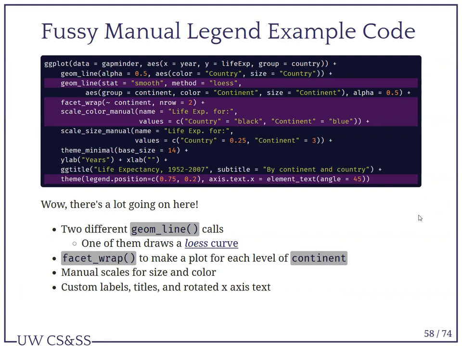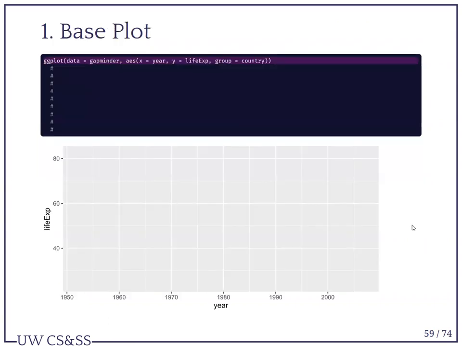Let me explain. There's a lot going on here. There are two different geom_line calls. There's this one up here, and there's this other one. The second one draws a loess curve, so it does a local regression smoother. It also facet wraps to make a plot for each level of continent. There are manual scales for size and color, and I use those manual scales to specify a legend name that I like. And there's custom labels, titles, and rotated x-axis text. Okay. So let's go through it line by line.